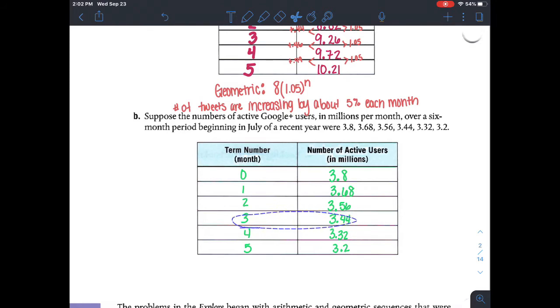Now I'm going to figure out, is it arithmetic or is it geometric? So I'm going to write the difference on the left-hand side for arithmetic. And then if it's not the same, then I'll go geometric on the right-hand side, just like we did. So when I take the difference between each number, 3.68 minus 3.8, I get negative 0.12. So my sequence is going down each month by 0.12. I'm going downward. All of these are the same, so it's an arithmetic sequence.